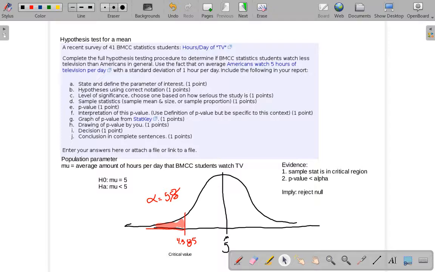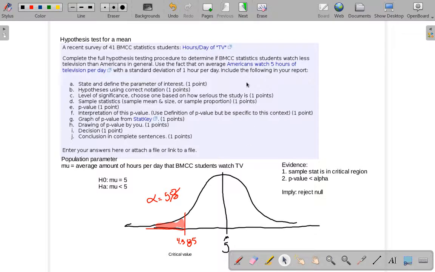So anytime I have a hypothesis test or a confidence interval, the first thing I want to do is identify the population and the population parameter. Population in this case is BMCC students, or maybe BMCC statistics students. The population parameter is an average. I'm using mu down here to indicate it's a population mean, and it's the average amount of hours per day that BMCC students watch TV.